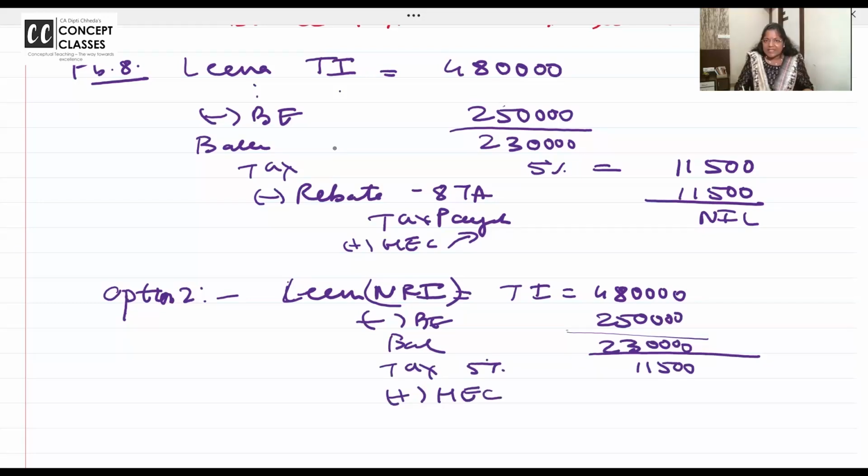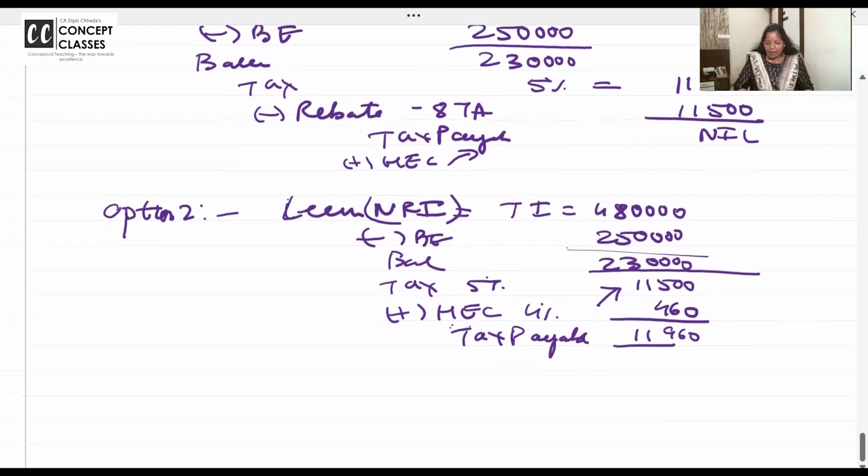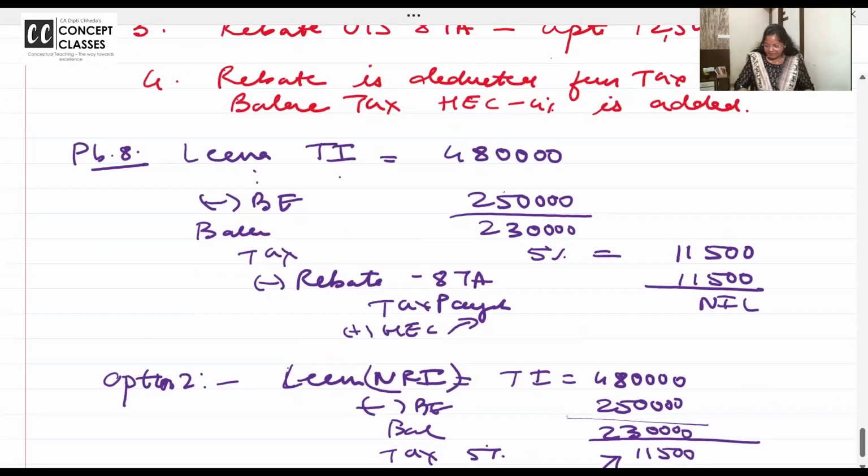Health and education cess how much? 4% on 11,500, 4%, 460. So total tax is coming to 11,960. You know, shall I share one small smart move? When you write 2,30,000 into 5% in your calculator, put it in M plus. And then do into 4% and put it in M plus. You are saving 2 minutes. Ma'am, you are doing complete spoon feeding. Okay.